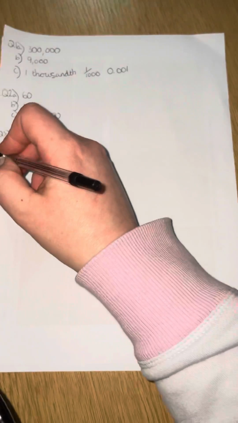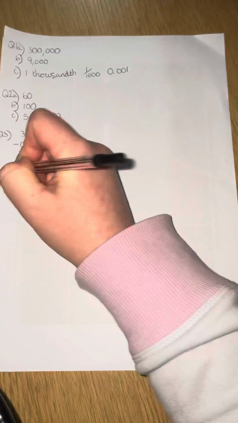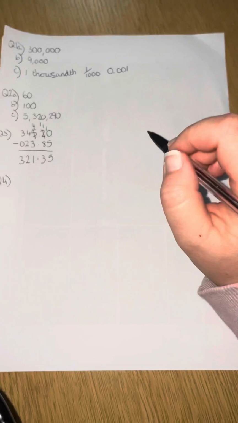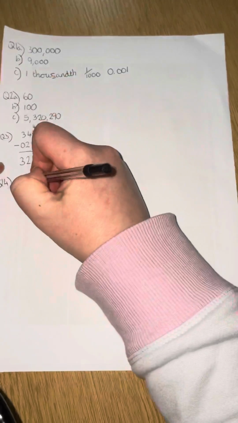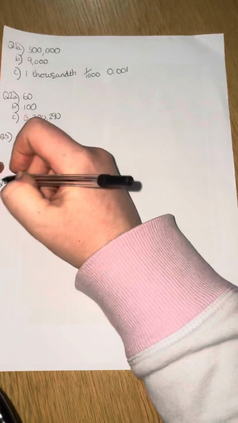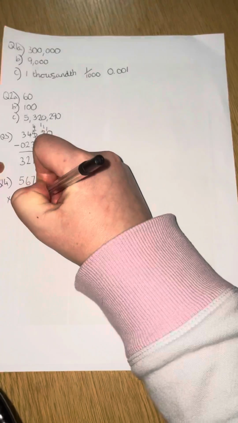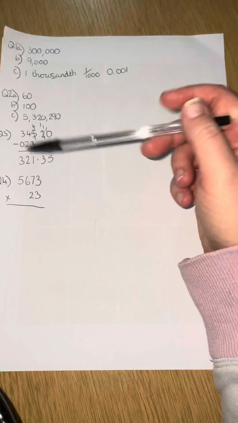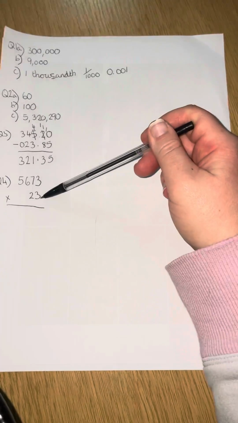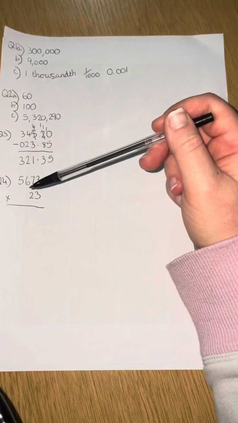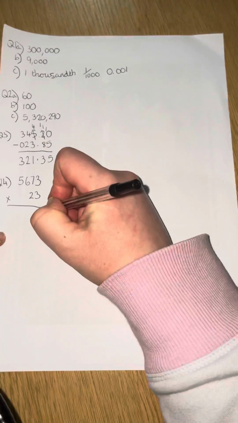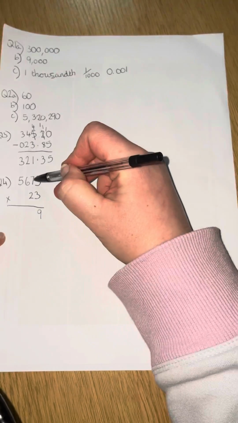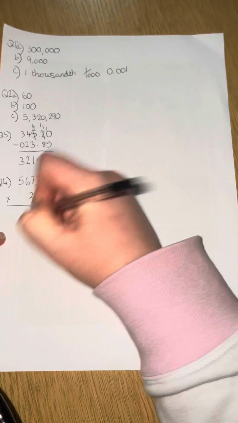Question 4 is 5,673 multiplied by 23. So you should have set it out like that. So we've got some column multiplication. And then we start with the ones in the 2-digit number, okay? And we do ones times the ones. So 3 times 3, which is 9. Then 3 times 7, which is 21, carry the 2.